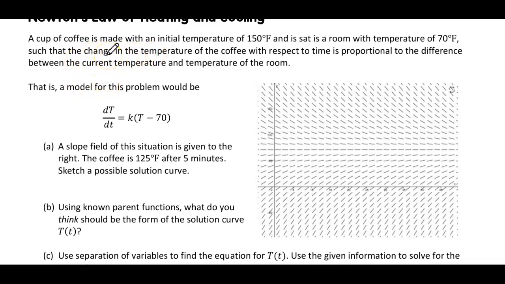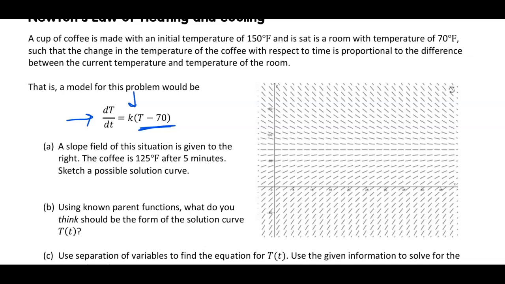We know the change in temperature of the coffee with respect to time is proportional to the difference between the current temperature and the temperature of the room. So Newton actually came up with this theory, which is amazing, and it works out, and it's true. So what does that mean? The rate of change of the temperature of the coffee with respect to time, so that's our differential, is proportional to, so that's our k, but then it's the current temperature and then the temperature of the room that it's proportional to.